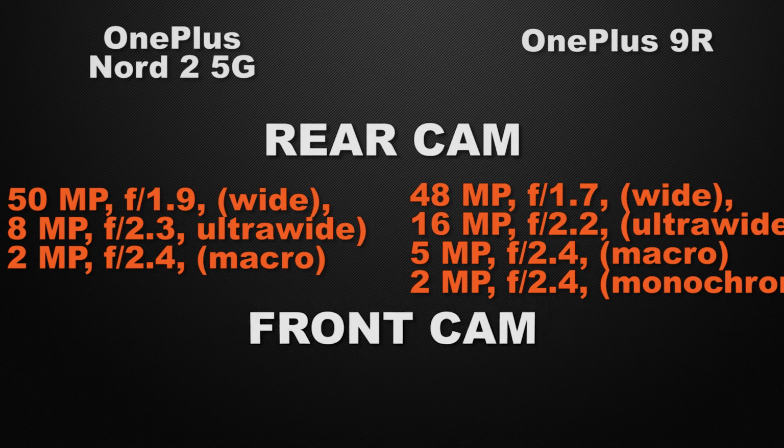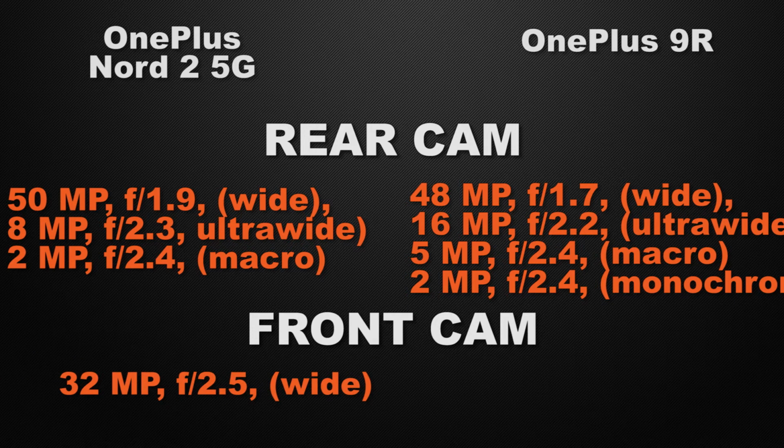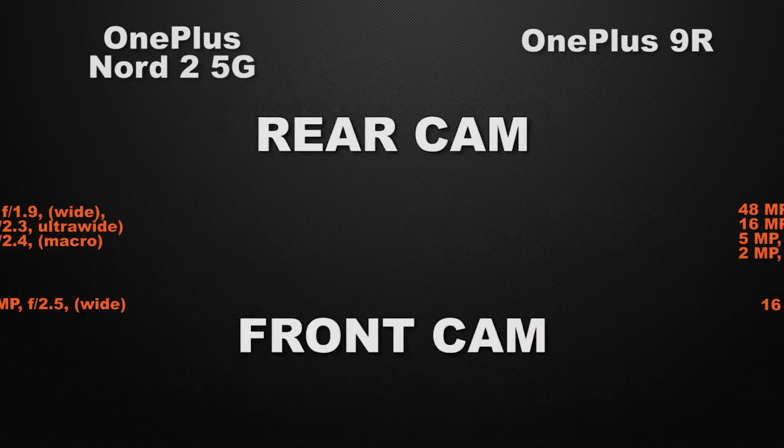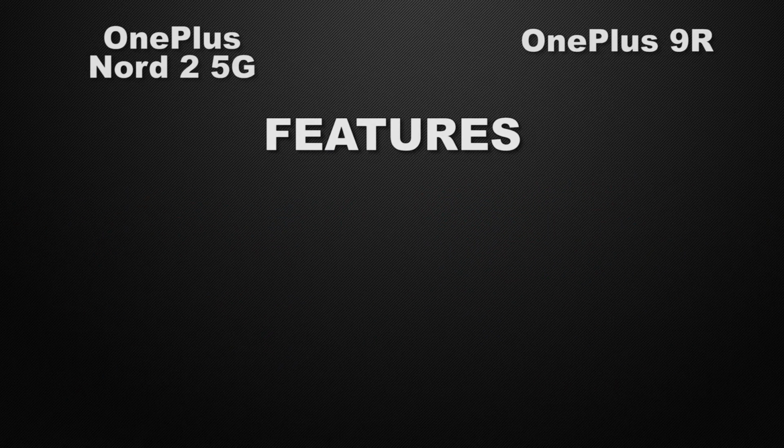So the winner here is 9R because it has 64 megapixel of wide camera which can take high resolution photos. And about the front camera of the devices, Nord 2 has 32 megapixel of wide camera, whereas 9R has 16 megapixel of wide camera. So the winner here is Nord 2 because it has 32 megapixel of wide camera, which can take high resolution photos. Let's talk about the camera features of the devices.